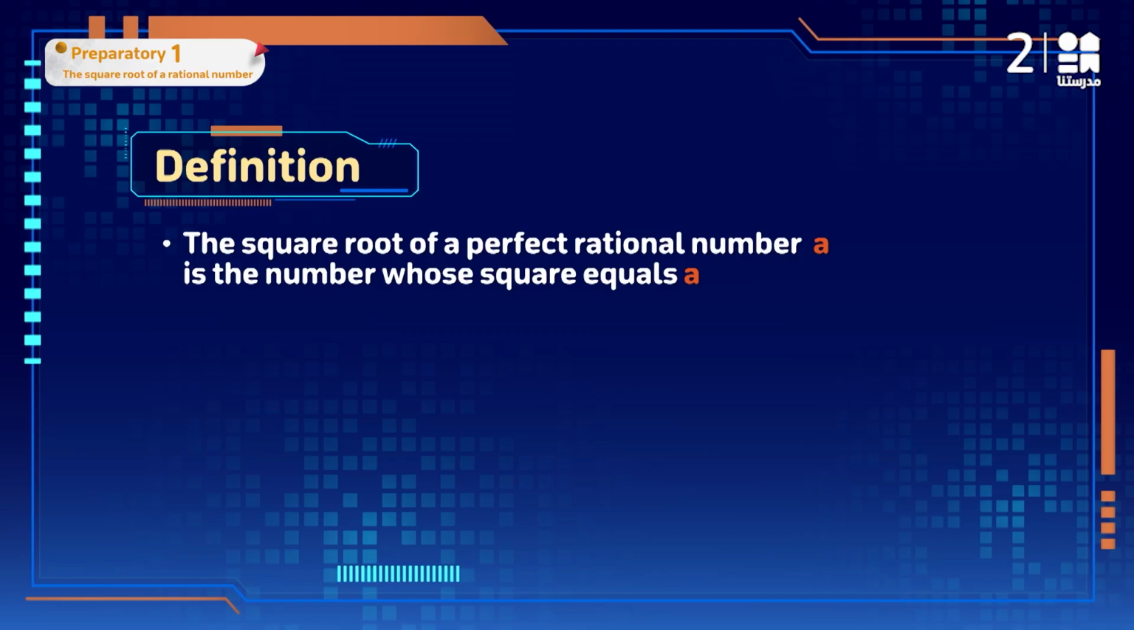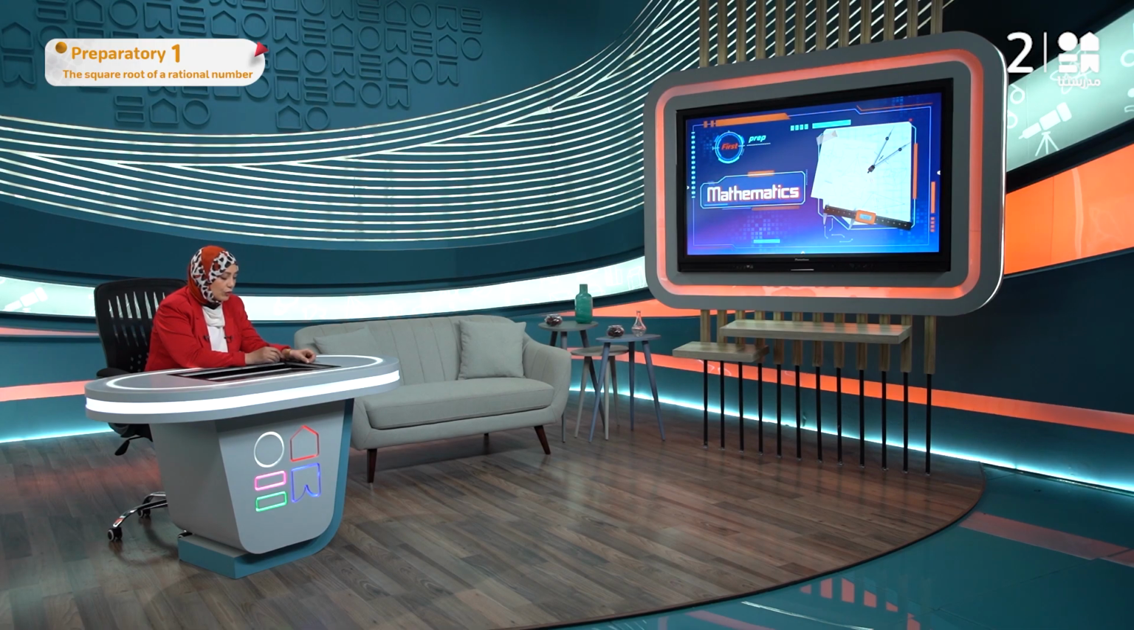Definition: the square root of a perfect rational number A is the number whose square equals A. The square root of 0 equals 0, the square root of 1 equals 1, the square root of 4 equals 2, the square root of 9 equals 3, and the square root of 16 equals 4.